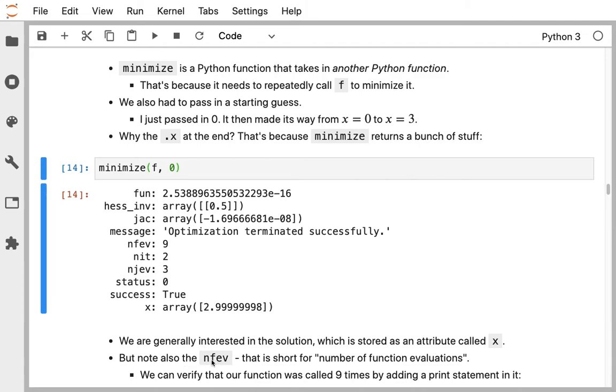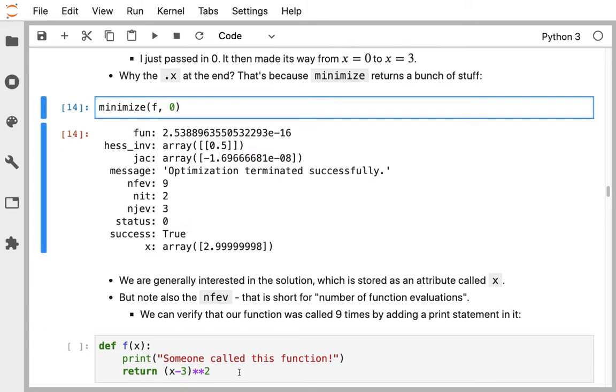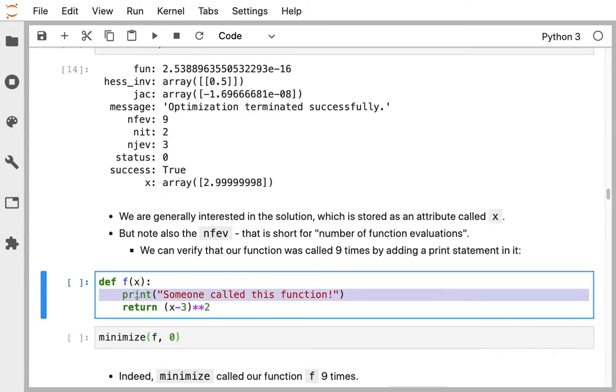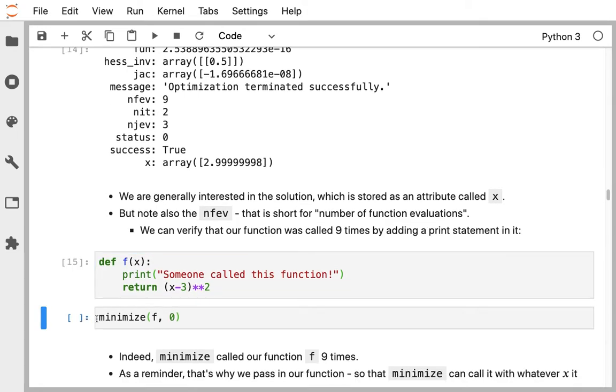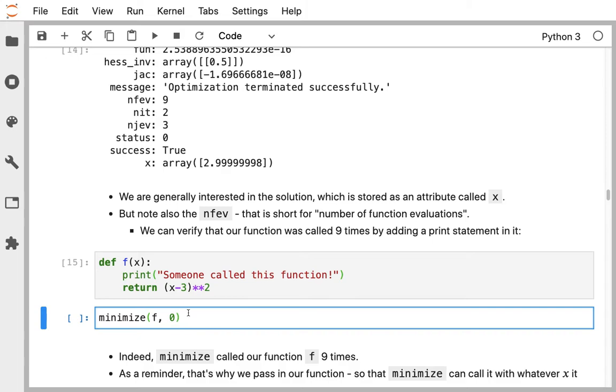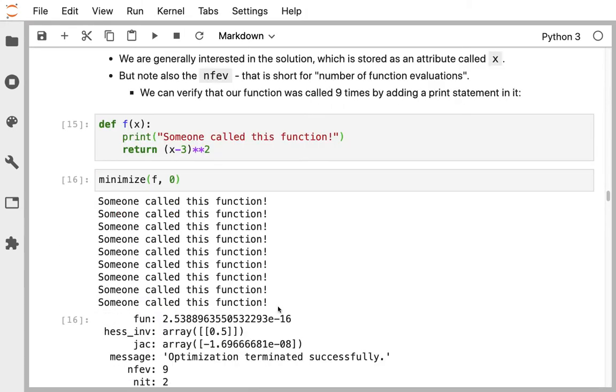That looks like, oh yes, right. But look at this one, NFEV, number of function evaluations. That's right here, 9. So it's claiming that it called our function f 9 times. And we can verify this by just modifying our function f to add a print statement, saying someone called this function, and now we're going to know. So I'll just run the exact same thing again, minimize f starting at 0. And if you count these, 1, 2, 3, 4, 5, 6, 7, 8, 9, you'll see that it indeed called our function 9 times. So it's not lying here.